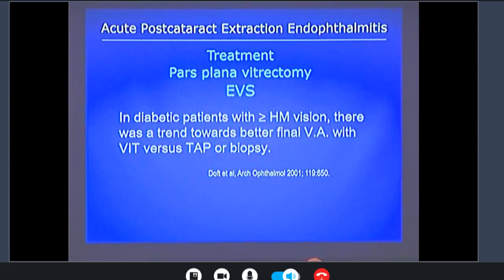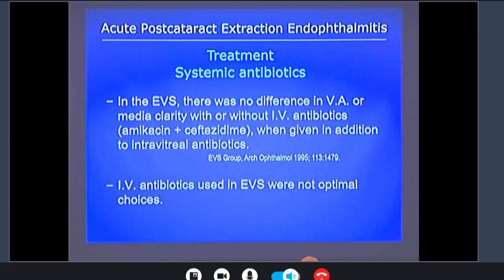Patients who have diabetes are a special group. There was a trend that even if the vision is good in a diabetic patient, the benefit of vitrectomy is more in diabetic patients. So if you have a diabetic patient, don't wait for vision light perception. Even if the vision had hand motion or better, there is a beneficial effect of doing early vitrectomy in diabetic patients.